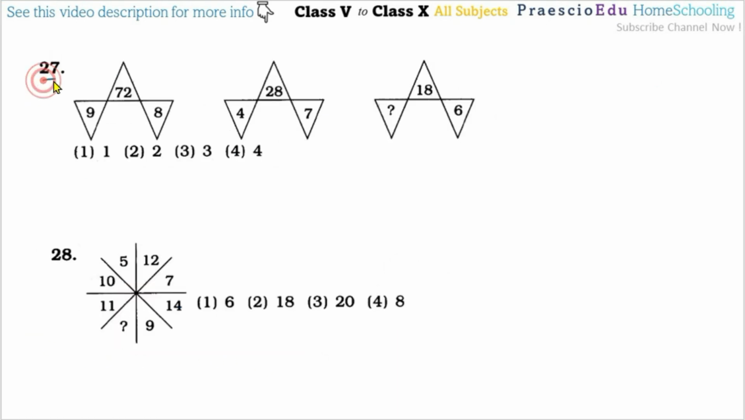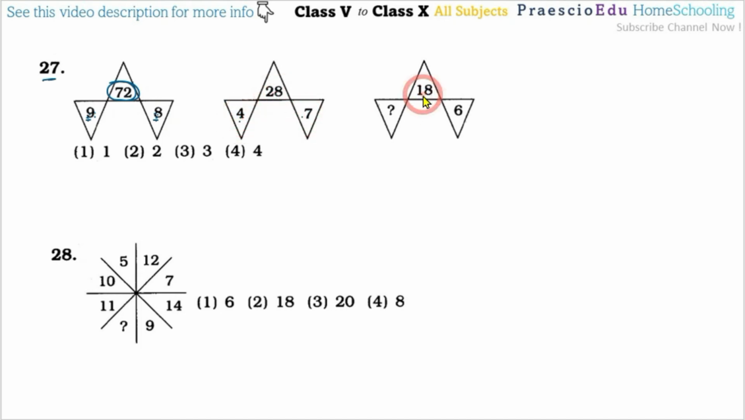So question number 27. At the bottom sides, or we can say the inverted triangle, there are two numbers, and if we make the product of this one, 9 multiplied by 8, we are getting the upper side of the triangle which has that number, 9 multiplied by 8, that is 72. Same here, 4 multiplied by 7, that is 28.